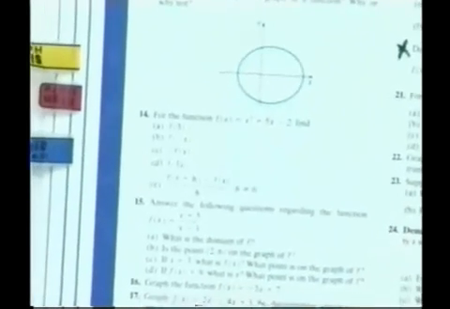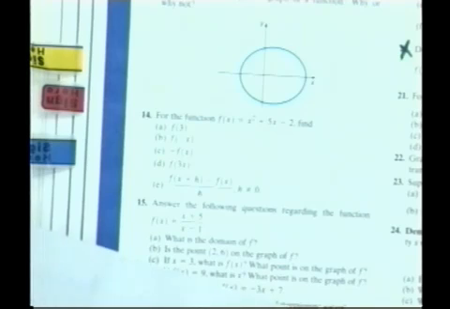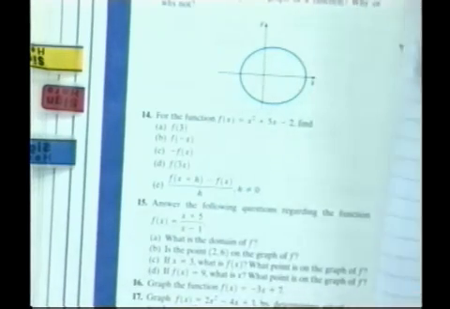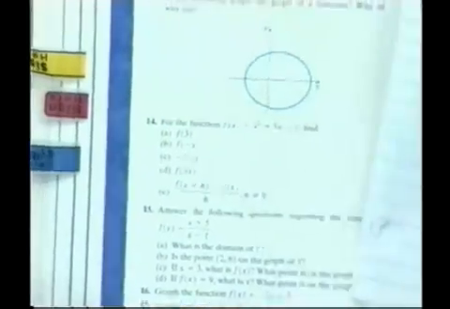All right, number 14. Number 14, you're given a function and you got to do a lot of evaluating. I hope this person got everything right so we can use every one of them. Okay, here we go. Let me make sure it's copied down right.